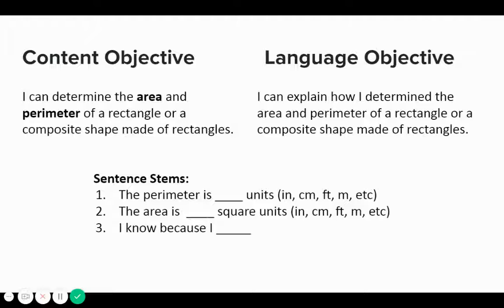The sentence stems we're going to use are: The perimeter is blank units, inches, centimeters, feet, meters, and so on. The area is blank square units. That's the difference between the two, remember. Units for perimeter, square units for area. And the last sentence stem is: I know because I blank. And that's where you're going to explain what you did to find either one of them.